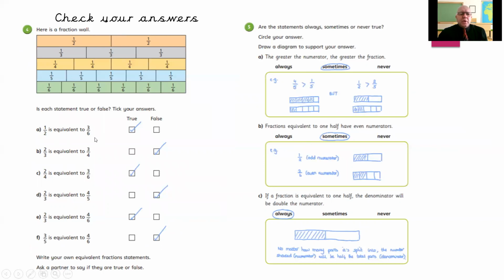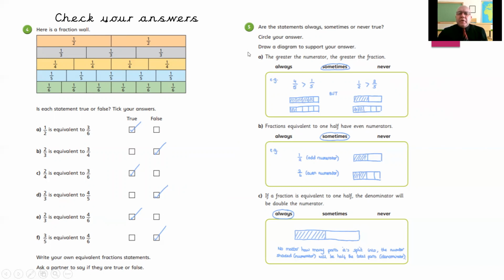Here are your answers. So a half is equivalent to 3/6. That's true. 2/3 equivalent to 3/4 is false. 2/4 equivalent to 3/6 is true. 2/3 equivalent to 4/5, that's false. 2/3 equivalent to 4/6 is true. 3/5 equivalent to 4/6 is false. So we've gone true, false, true, false, true, false. Okay, I'll take a look at your examples when you upload onto Tapestry. For now, we could have lots and lots of different answers for that one.